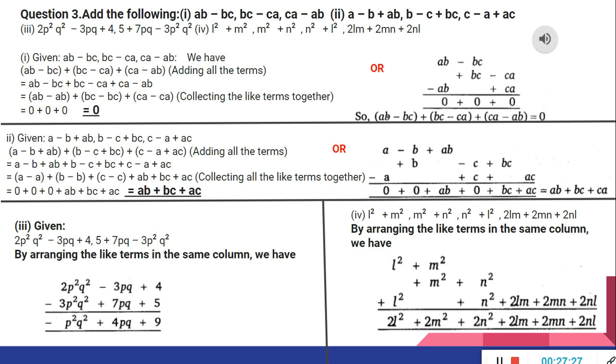And here 2 is common. 2 is coming in all terms, isn't it? So we can take 2 as common. Then you can put inside the bracket the other things. Like this, 2 into L square plus M square plus N square plus LM plus MN plus NL. Otherwise, same way also you can keep it like that only.